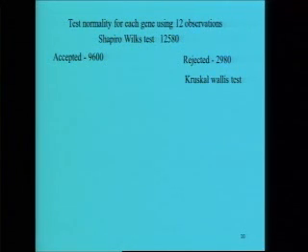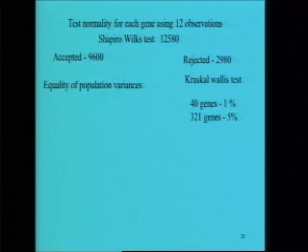So we applied the Kruskal-Wallis test on all these 2,980 genes, and the result was, for 40 genes it was rejected at 1%, and for 381 genes it was rejected at 5% level of significance. So these 40 genes or these 381 genes are of our interest.